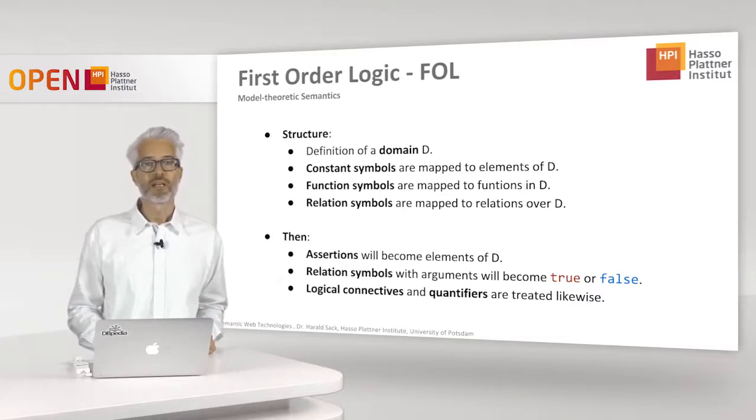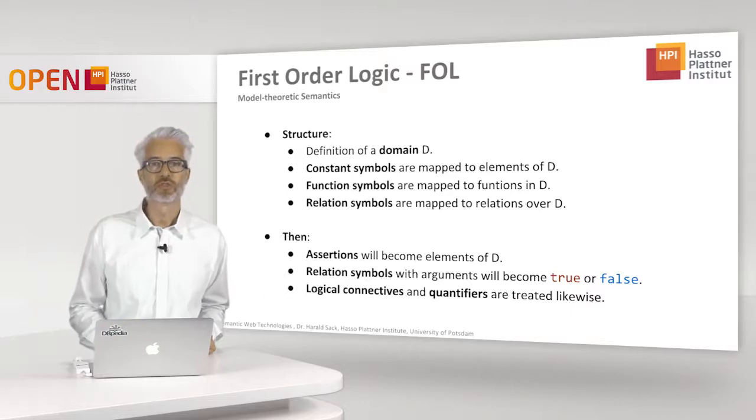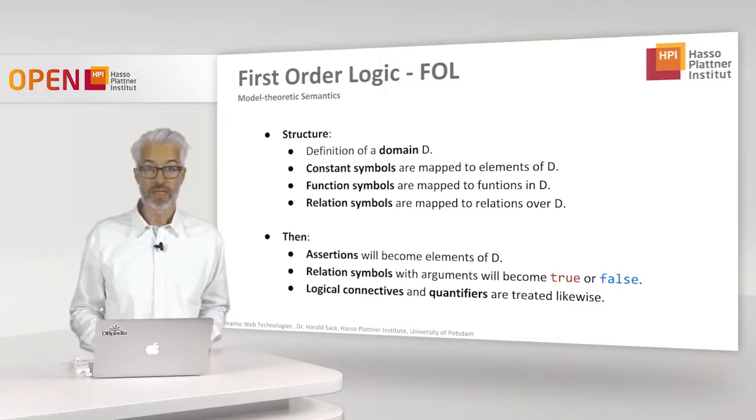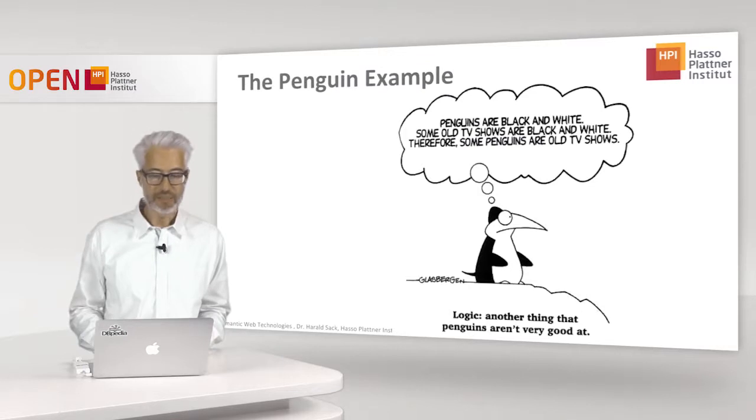Also the relation symbols with arguments will become true or false. And the logical connectives and quantifiers are treated likewise. So this, of course, is only an informal definition of first-order logic semantics. You can look this up in the material in detail.